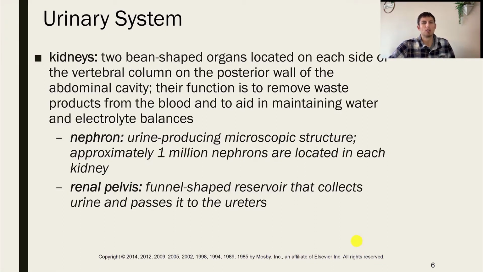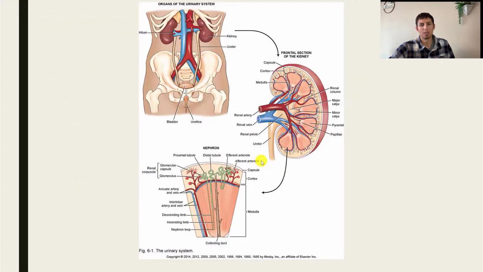Now we've kind of already mentioned this and explained what the nephron is and what the renal pelvis is, but here it is on your screen in definition so that you can see exactly what that does. Interesting note about the nephron. Approximately 1 million nephrons located in each kidney. So if we look at this image again and we say, okay, well, hey, here's all these nephrons that are listed here, and this whole section is one nephron.